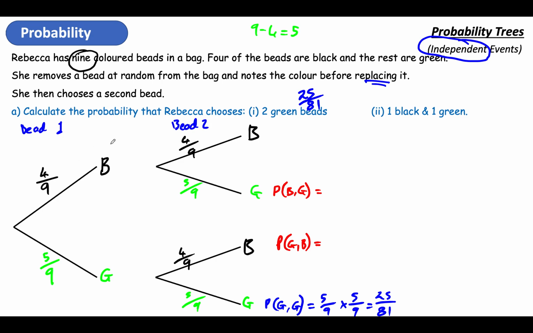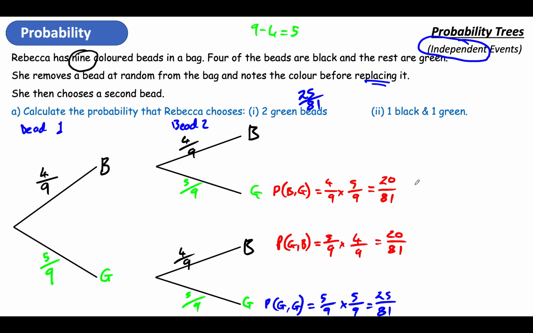Now the first one, I do black first, so that's 4/9, and then green, which is 5/9, and I'm going to multiply them together because it's black and then green, which is 4 5s are 20, 9 9s are 81. This is why we don't generally simplify, because it's now going to make it easy to add some together if I need to. Now green and then black, well, that green is 5/9 going along this path, and then black is 4/9 going along that path. 4 5s 20 over 81.